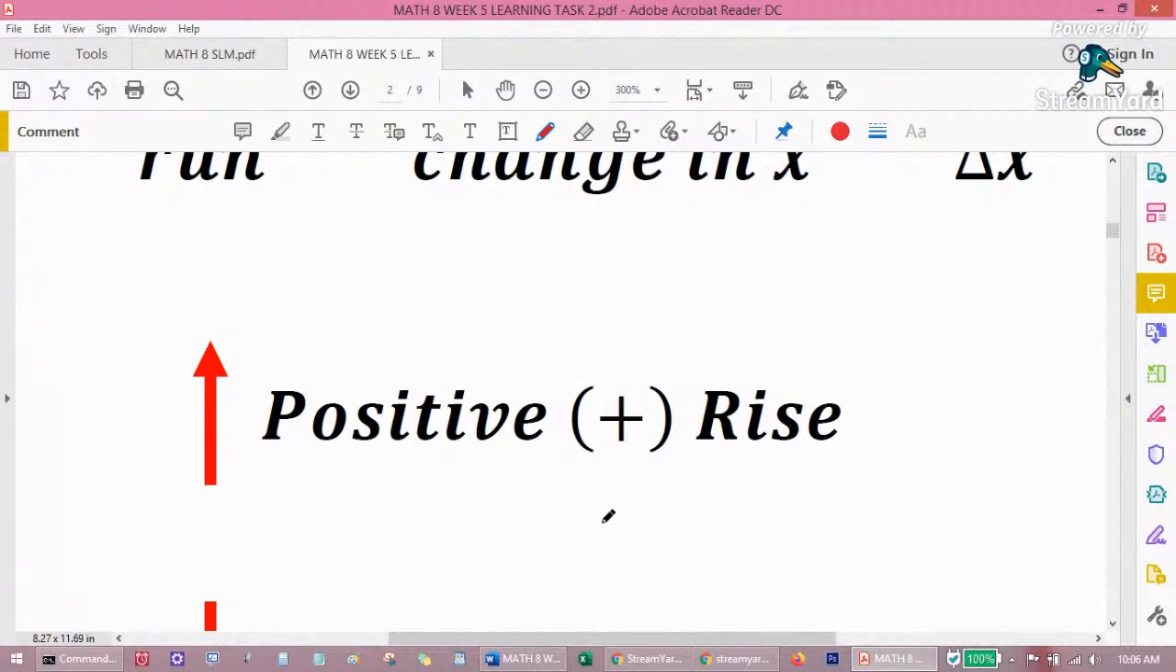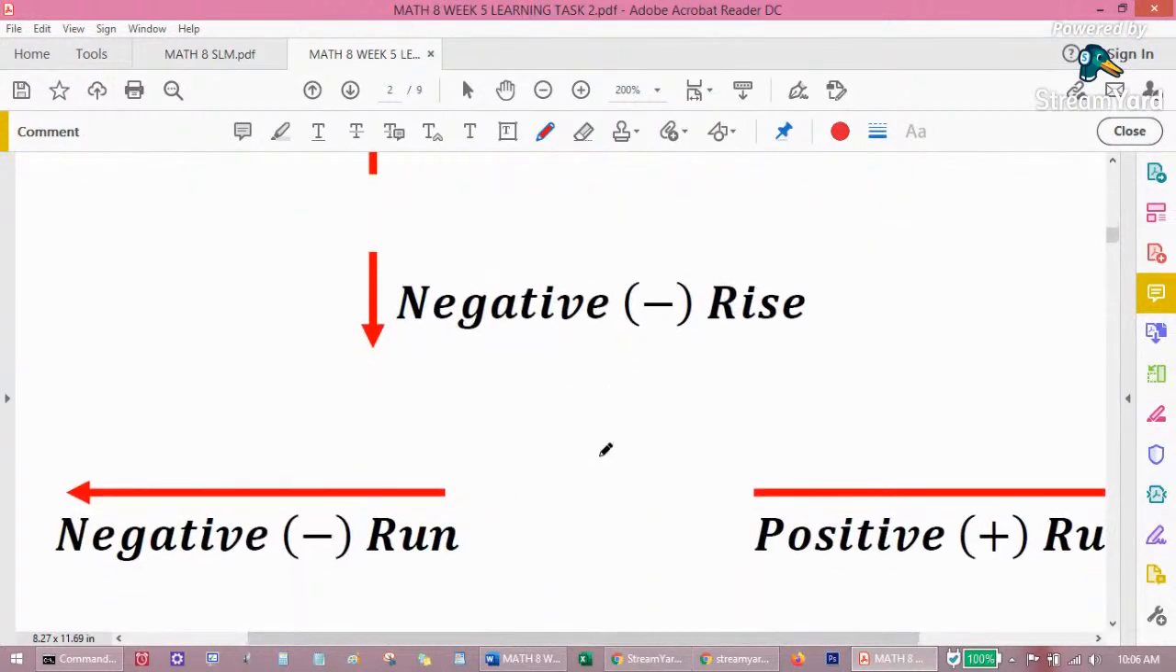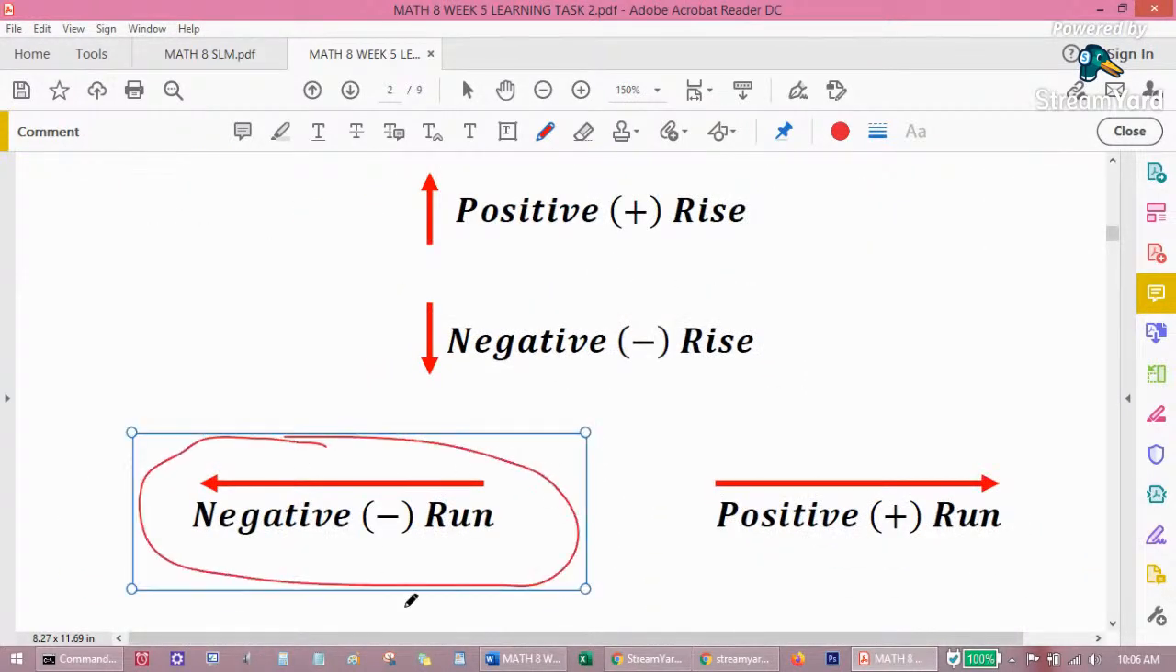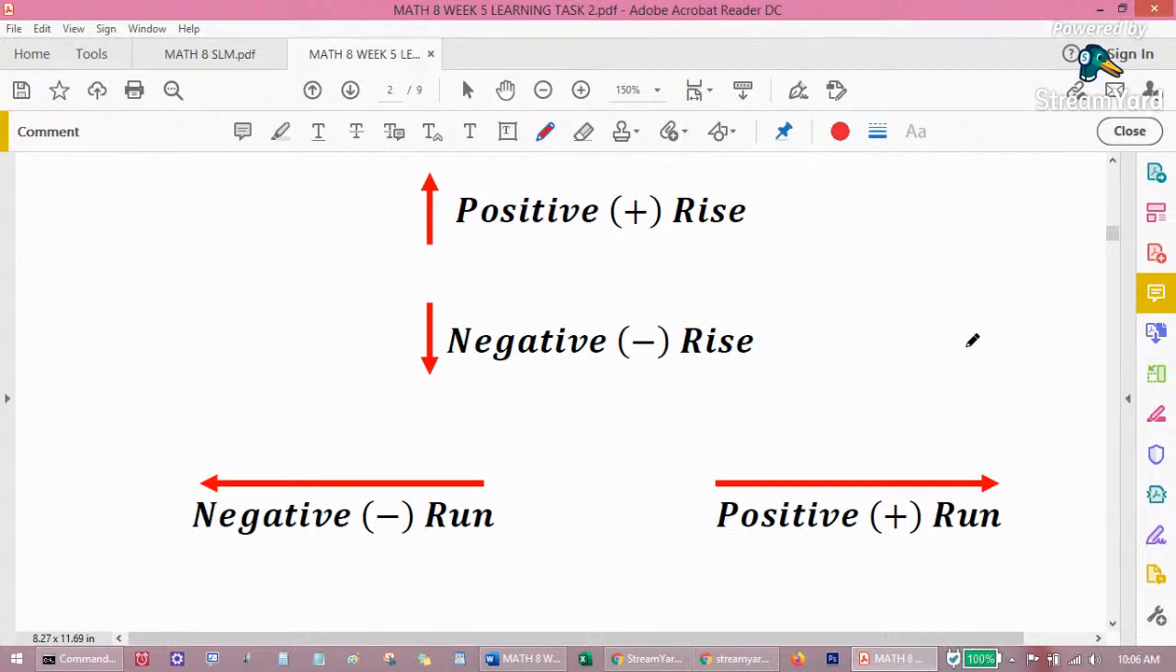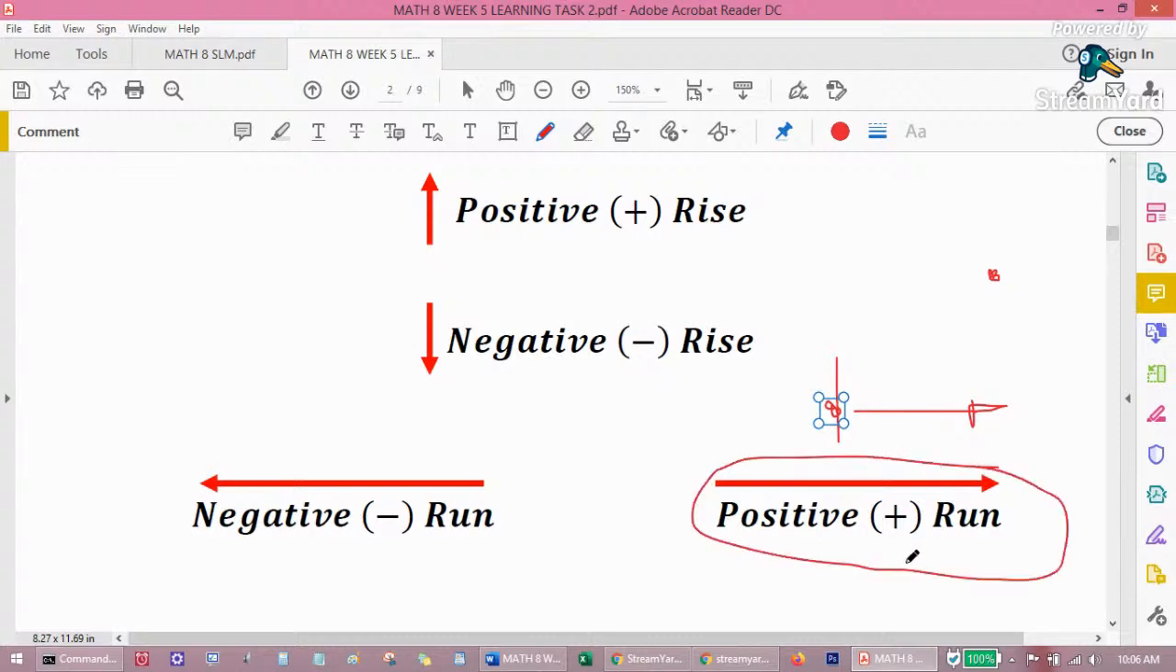Okay? So, meron tayong dalawang klaseng run. Meron tayong negative run and the positive run. So, kapag, for example, may point ka dito and tumakbo dito sa kaliwa, that is a negative run. Or, for example, may point ka dito and then yung pangalawang point is nandito. So, simula sa point na to, papunta doon, tumakbo yung x. That is a positive run.